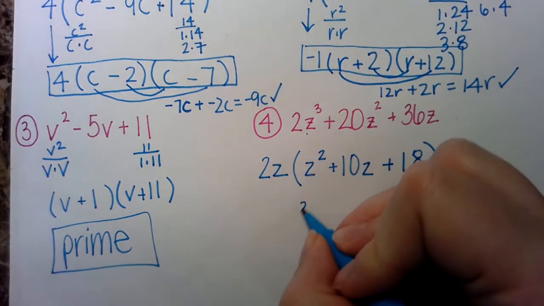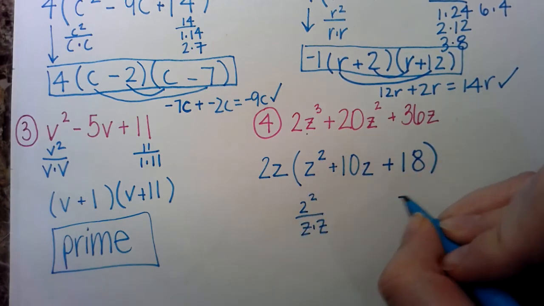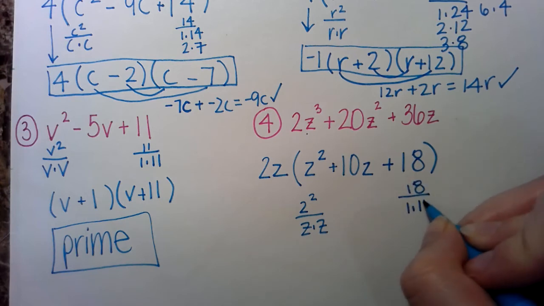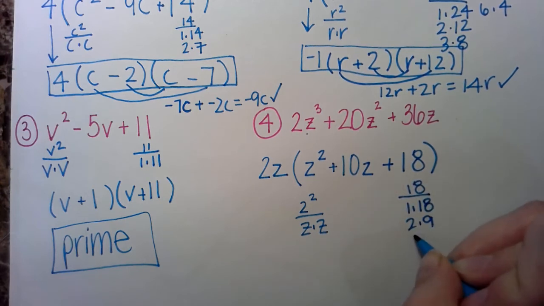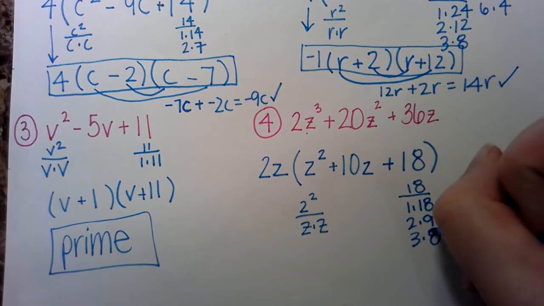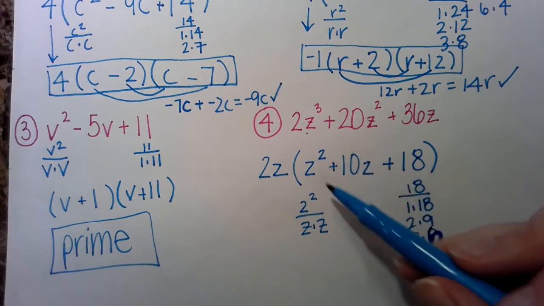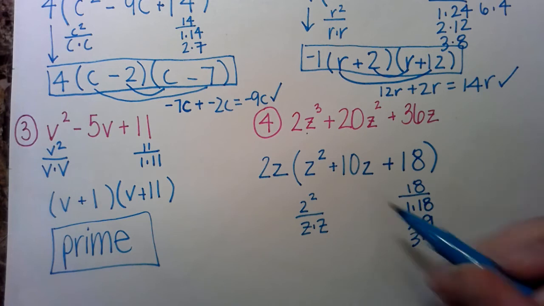Now what we're going to do is find the factors of z squared, which is z times z. We're going to find the factors of 18, which is 1 and 18, 2 and 9, and 3 and 6. Now we're going to see, can any of these numbers add up to 10? 1 and 18, no, that's not going to add up to 10. 2 and 9, no, that's not going to add up to 10. And 3 and 6, no, that's not going to add up to 10.